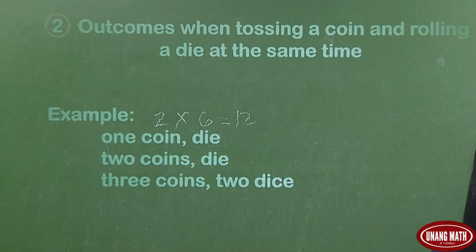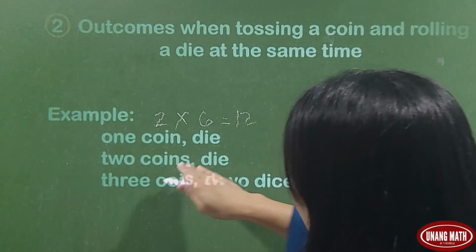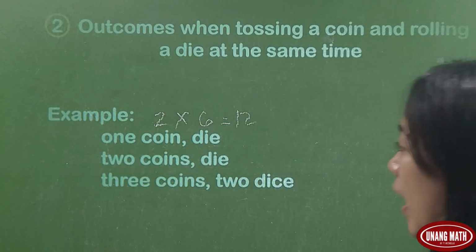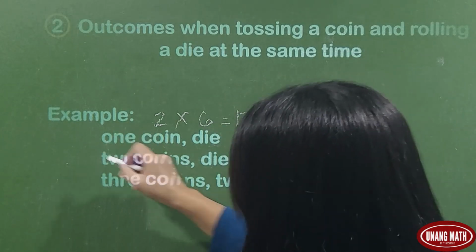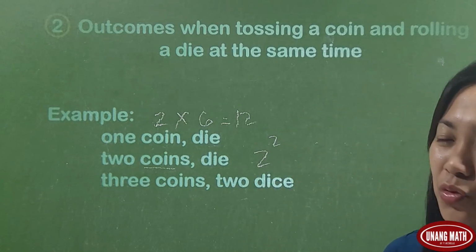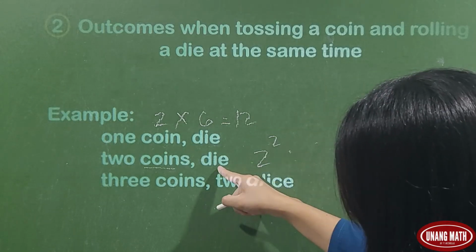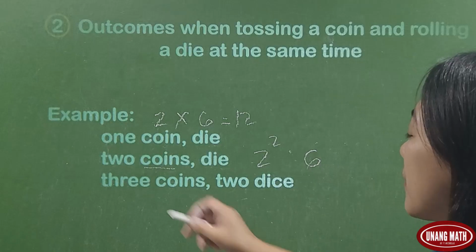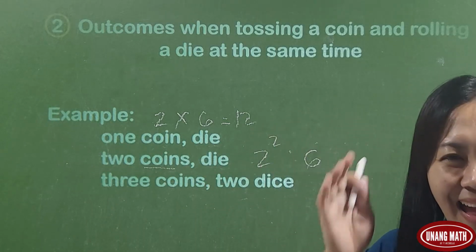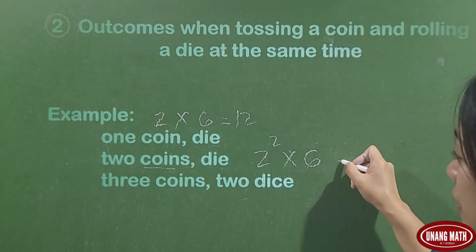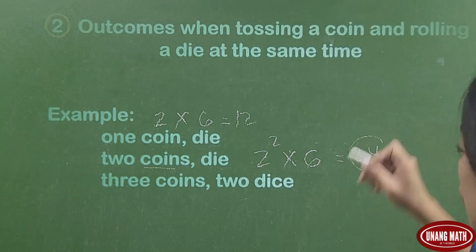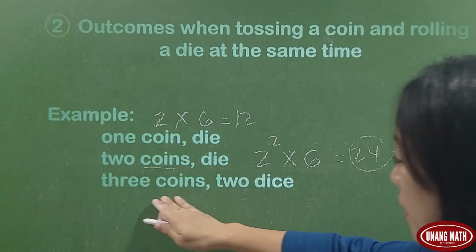So 12 outcomes. What about for 2 coins and 1 die? So coin, 2 outcomes. 2 coins, then we have to raise it by 2. And die has 6 outcomes. And since this happened at the same time, we have to multiply. So this is now equal to 24 outcomes. Okay, what about this one?